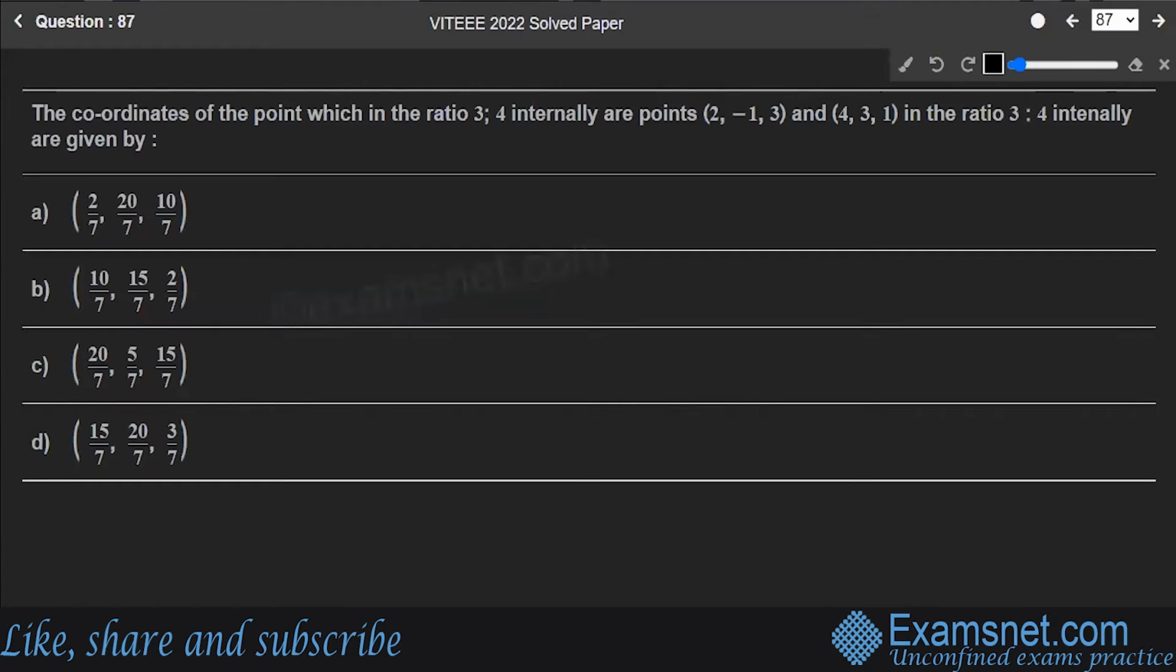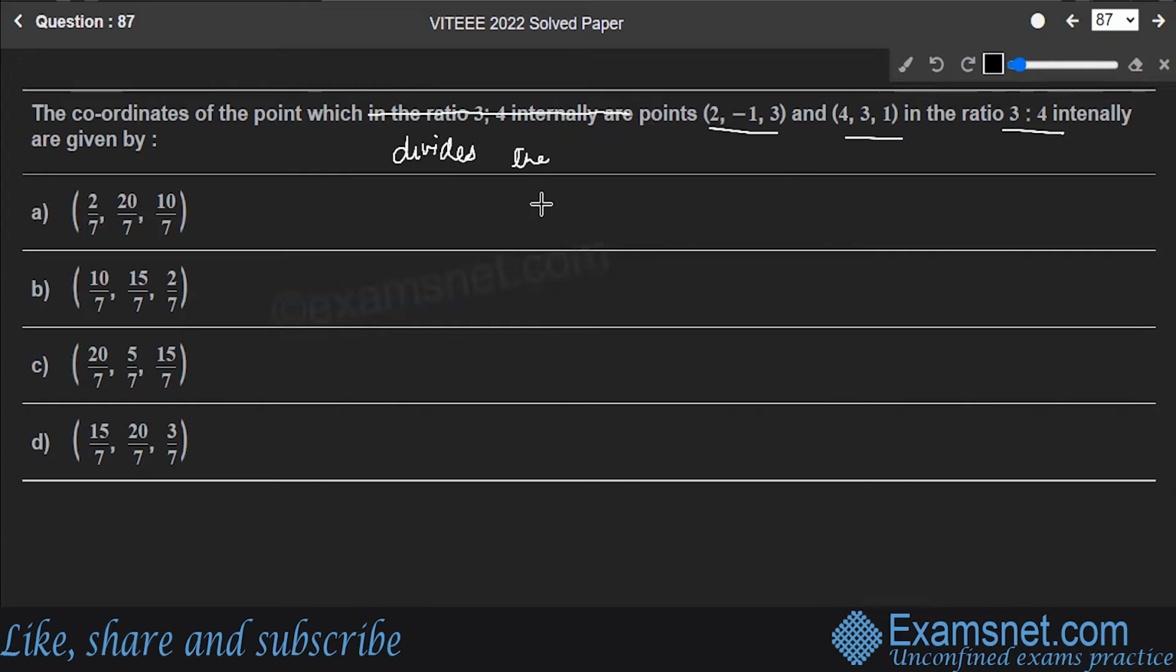Question number 87, the coordinates of the point which divides, in the ratio 3:4. Okay, this is 3:4. Internally are the points this and this. There is a correction in the statement. The coordinates of the point which divides the points this and this in the ratio 3:4 internally are given by. So which of these options is correct?